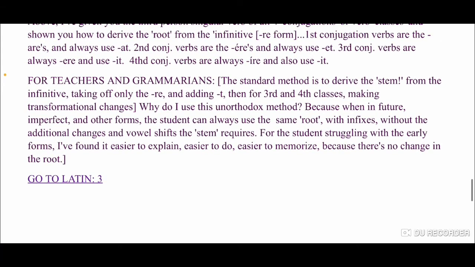For teachers and grammarians, the standard method is to derive the stem from the infinitive, taking off the re and adding t. Then for the third and fourth classes, making transformational changes. Why do I use this unorthodox method? Because in future, imperfect and other forms, the student can always use the same root and infixes without the additional changes and vowel shifts the stems required. For the student struggling with the early forms, I find it easier to explain, easier to do, easier to memorize, because there's no change in the roots.